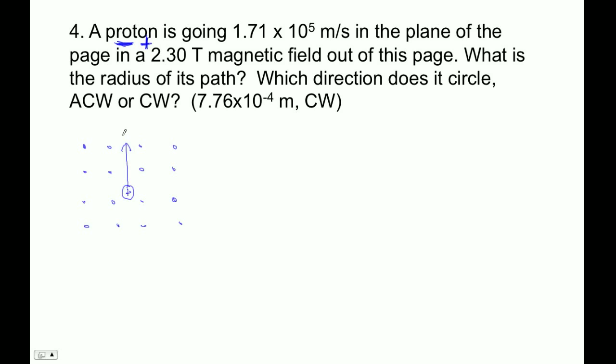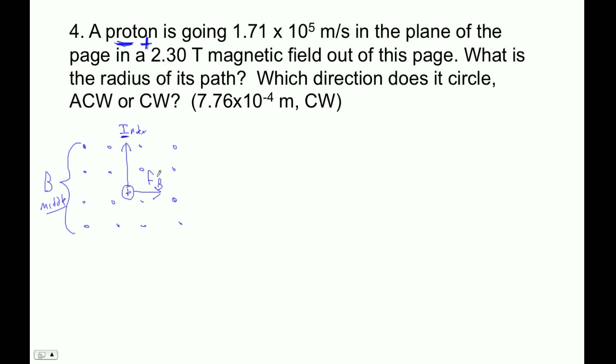If it's going that way, I put my index finger this way, because that's the direction of the current, right? The magnetic field is out of the page, so my middle finger is our magnetic field. My middle finger is out of the page. My thumb is to the right, so the magnetic force on this thing is this way.